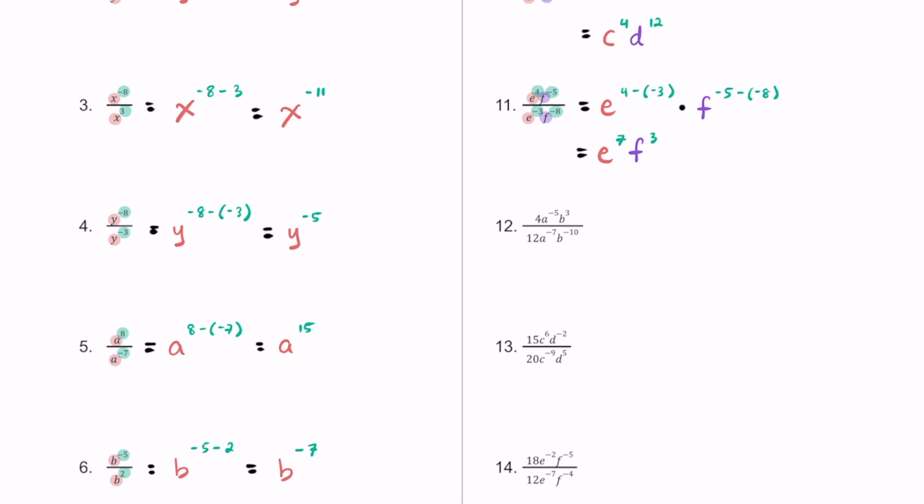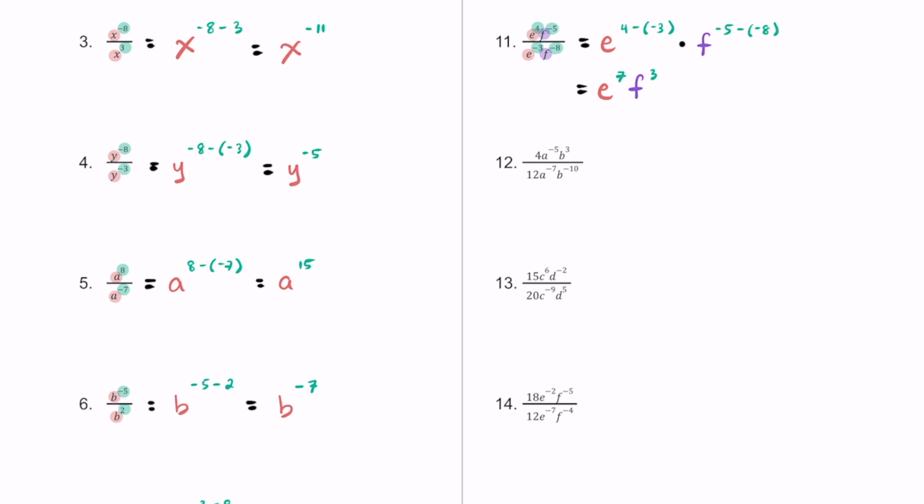Alrighty, now on to number 12, where things change just a little bit because we have these coefficients other than 1. So notice this 4 in the beginning and this 12. We're going to make sure we simplify these fractions using their GCF, otherwise everything else is going to be the same. Once we take care of those coefficients, we'll deal with these common bases of a and use that quotient rule, and then use that quotient rule one more time with these bases of b. Alright, so let's start with those coefficients.